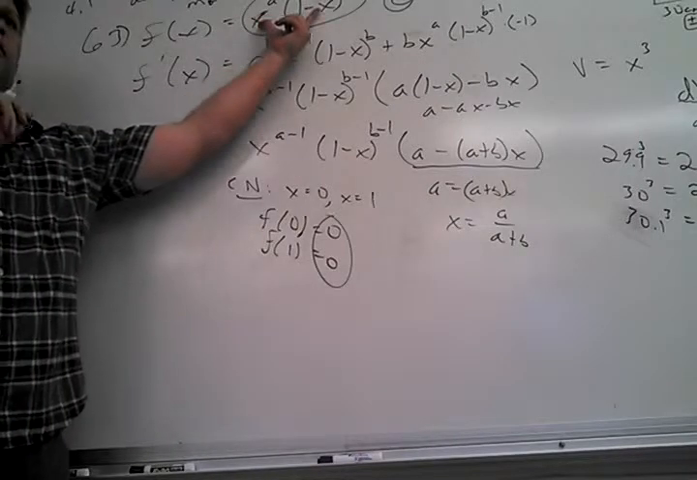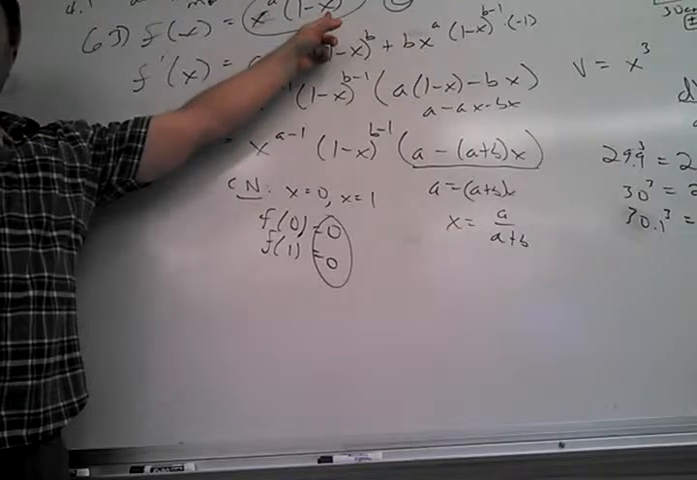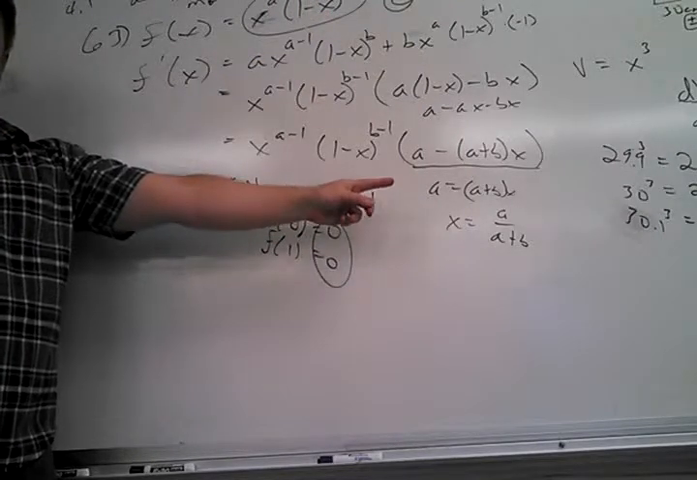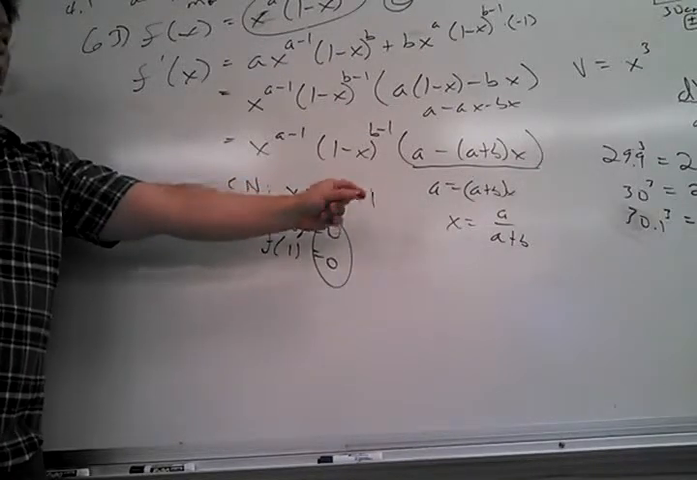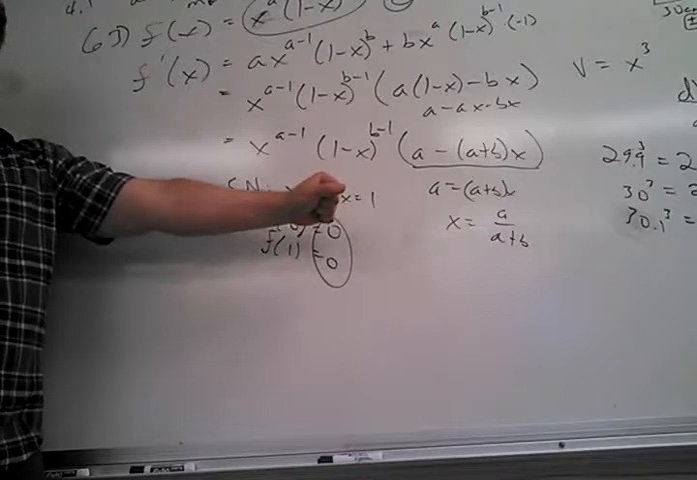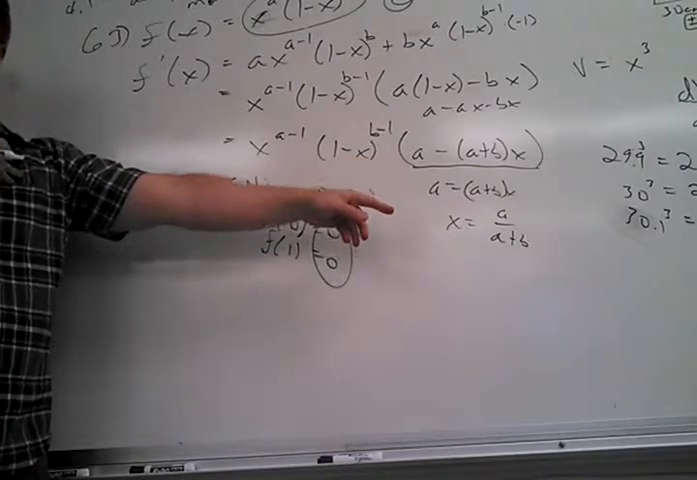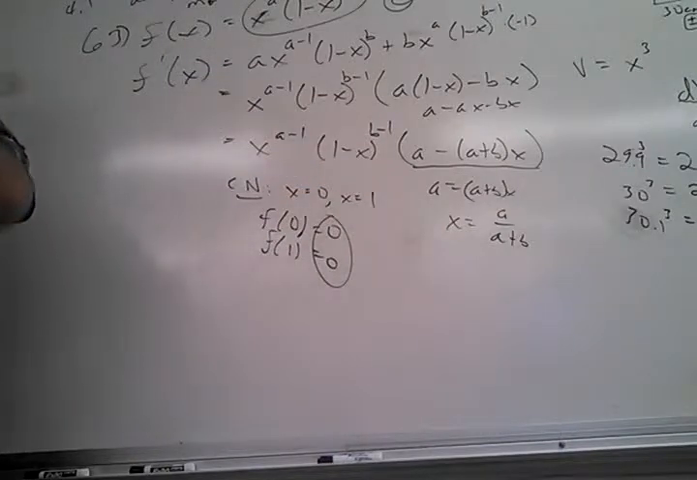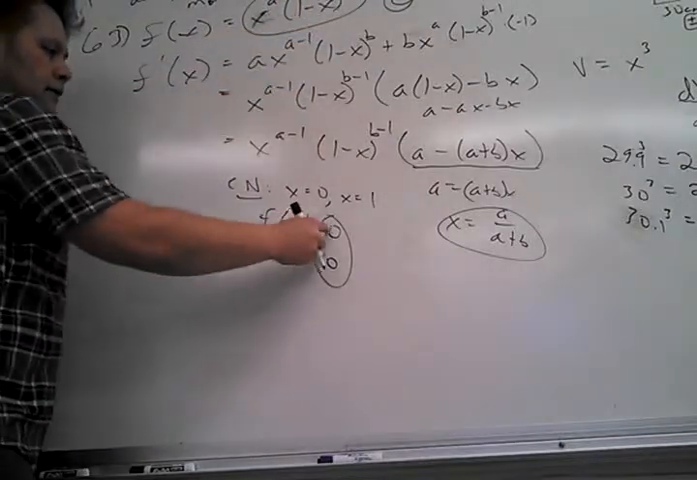What things make this 0? 0 and 1. Is that either of those? No. Because A and B are both positive, so that can't be 0, and it can't be 1, because A can't be equal to A plus B. Do you understand? So this does not make this 0. So at least it's not 0.